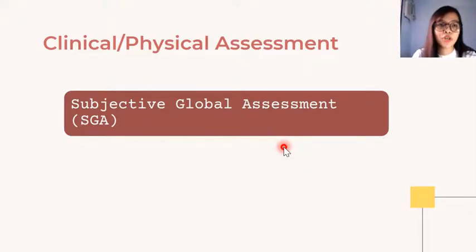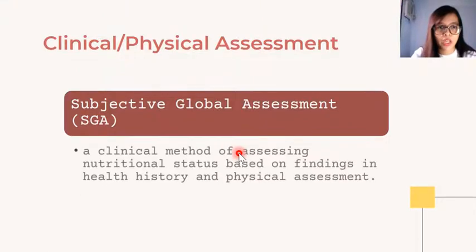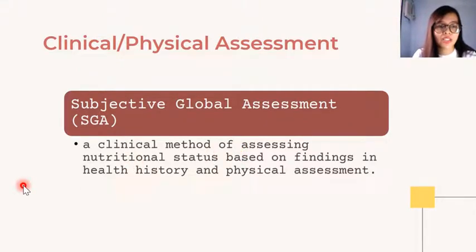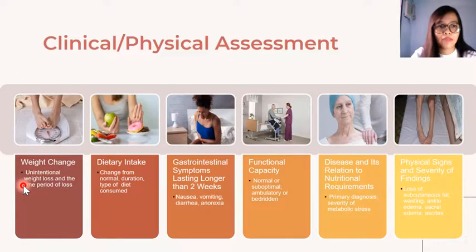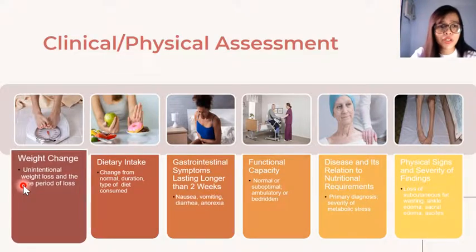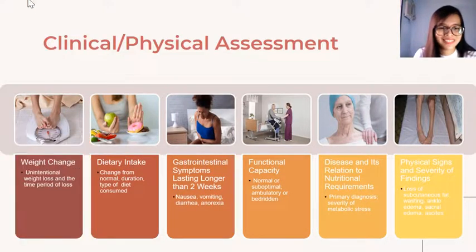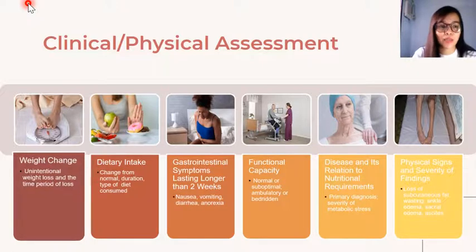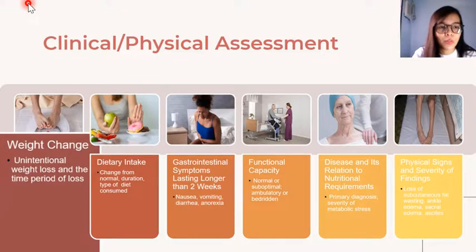For your clinical or physical assessment, you can use this tool. It's called the Subjective Global Assessment, or the SGA. It's a clinical method of assessing nutritional status based on findings in health history and your physical assessment. First, the weight change. Here are the components of your clinical and physical assessment. We have weight change.